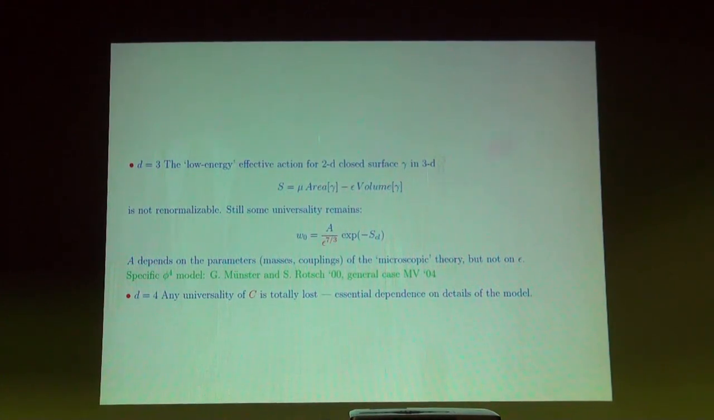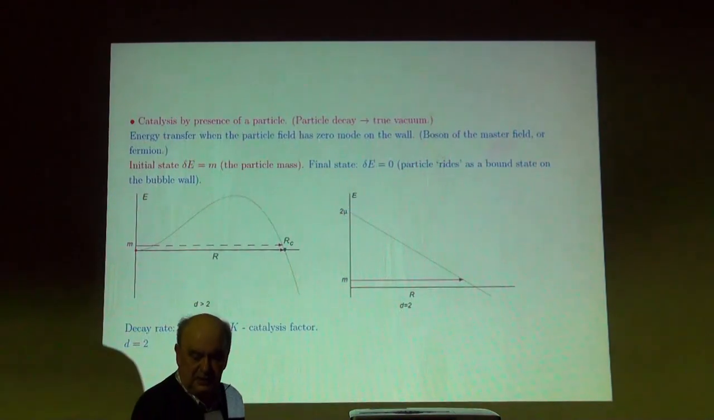In three dimensions, there is no such universal result. There is no such universal expression for the pre-exponent. Its dependence on the asymmetry parameter between the vacua, epsilon, is known, so there is a limited universality, but the factor which is on top of that, the dependence is non-trivial, it contains 1 over epsilon to the power 7 thirds, but the rest of the dimensional factor depends on the microscopic details of the theory, how the theory looks at the microscopic scale. And it was done in a specific phi-4 model by Münster and Roche. And for example, this factor A was calculated, but that applies to that physics. In four dimensions, any universality is lost, and the result fully depends on the theory.